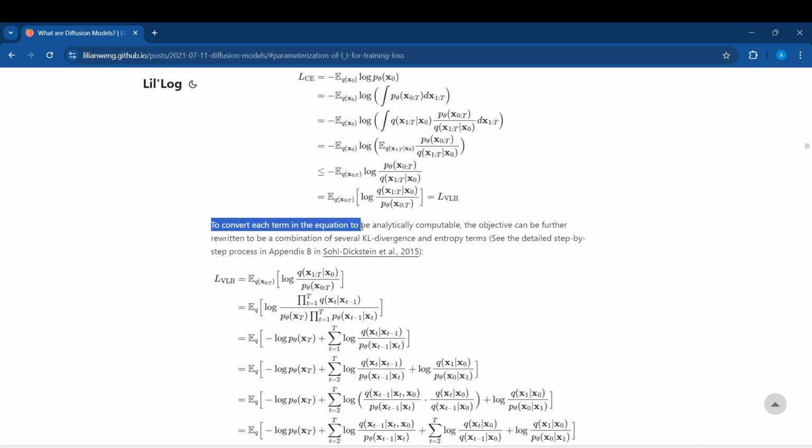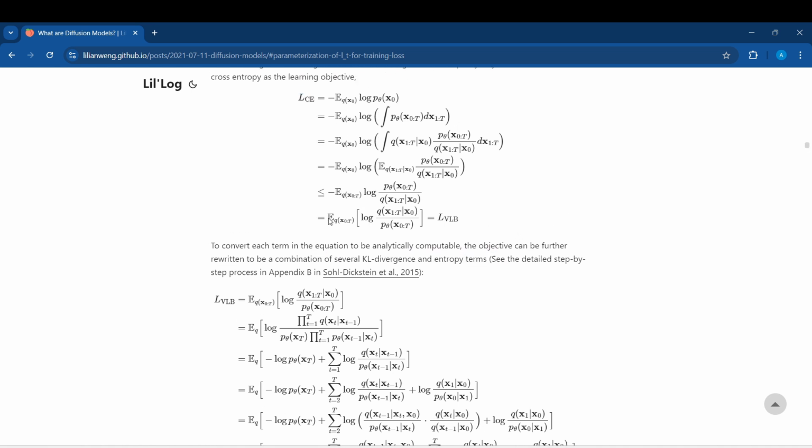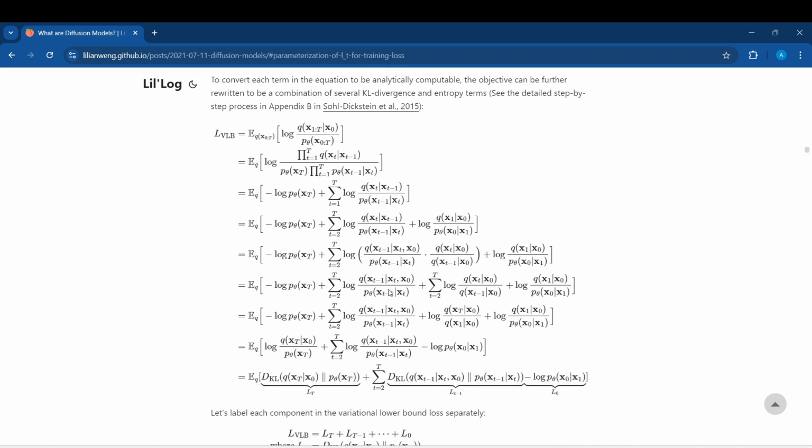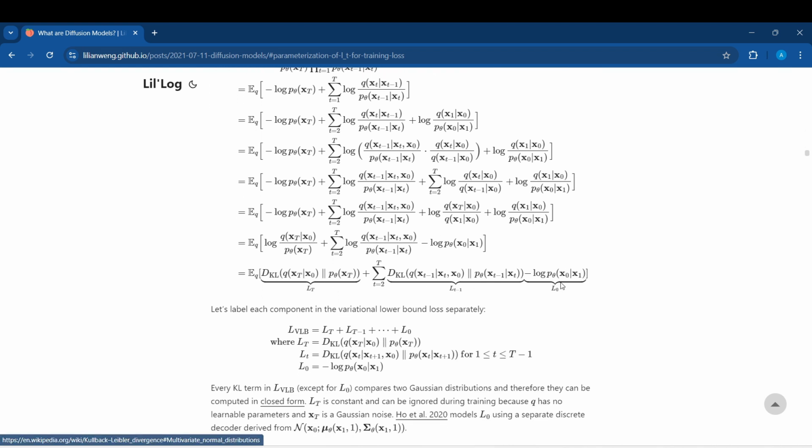To convert each term in the equation to be analytically computable, the objective can be further rewritten as a combination of several KL divergence and entropy terms. Taking this lower bound, we open up this joint using multiplication and apply the log property here, and we actually get this term, which has lower variance.